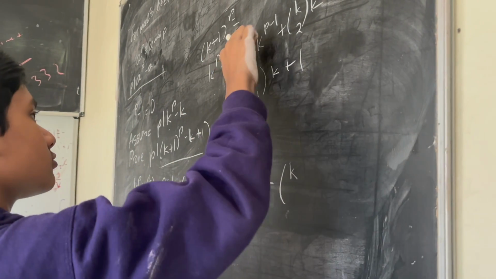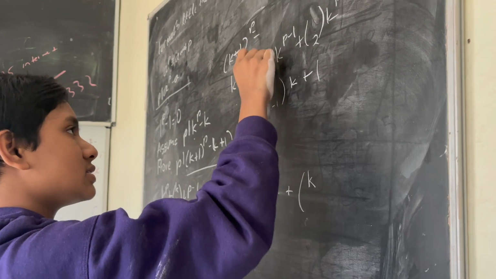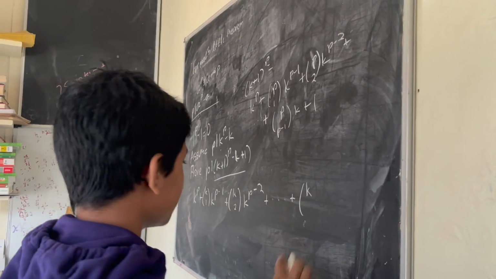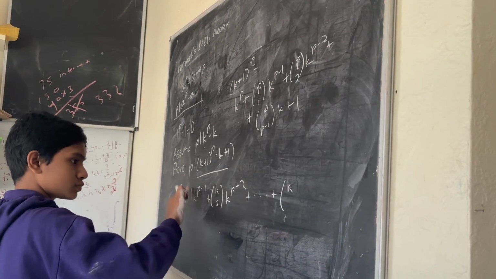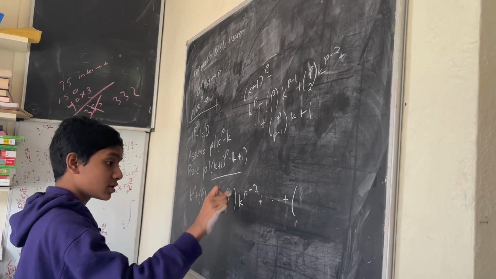Wait, oh crap, am I dumb? That's not how the binomial expansion works. k is supposed to be the variable. Dummy. Okay. This is what you get for not bringing lecture notes.